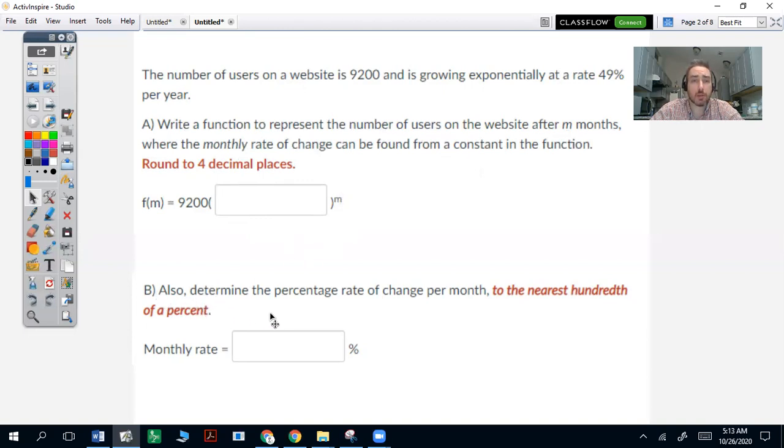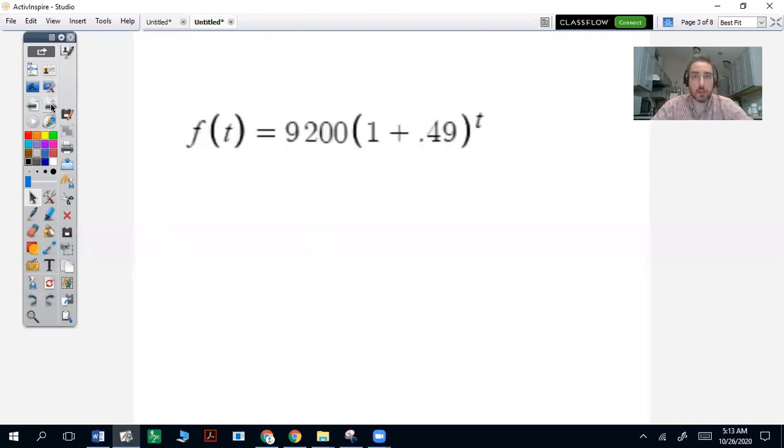Also, we want to determine the percent rate of change per month to the nearest hundredth of a percent. So after we get that number, we want to figure out what the monthly rate is. So we start by looking at this problem from a yearly perspective. Now, we know that in an exponential growth problem, we have our starting amount, and we have 1 plus our yearly rate raised to the t power, where t is in years.